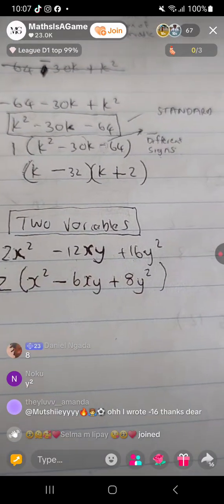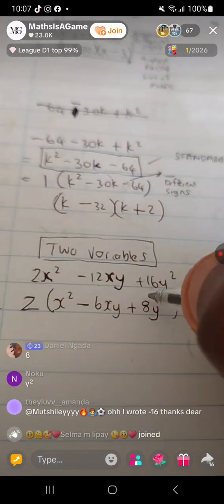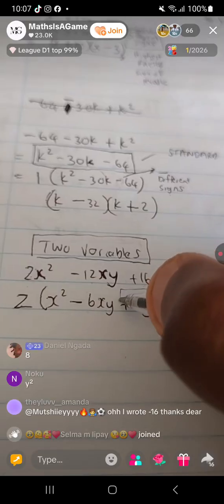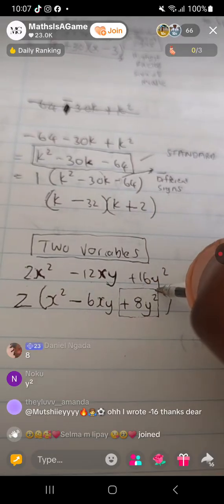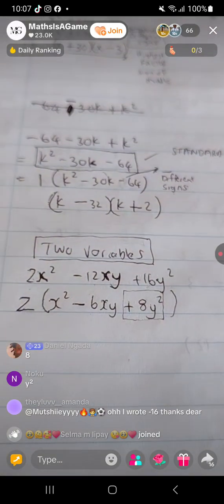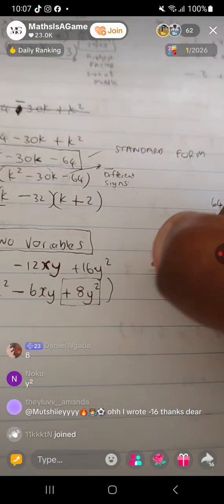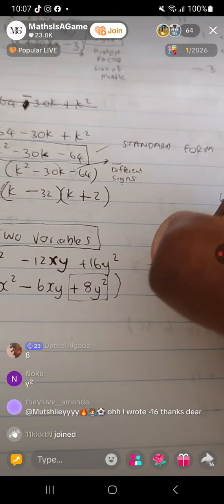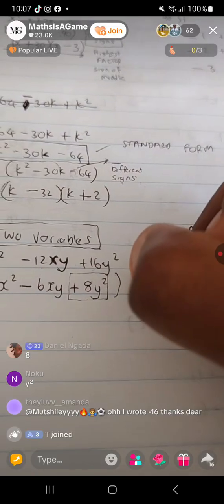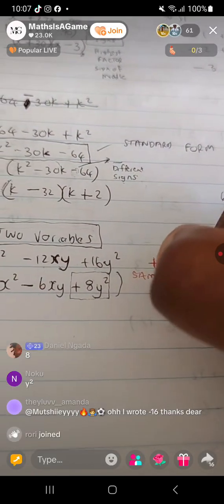The order is fine. Now we are still going to come here to the last term, and we are going to look at the sign of the last term. The sign of the last term is positive. What does positive mean? Same sign.